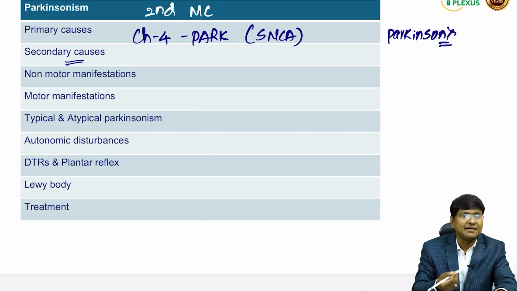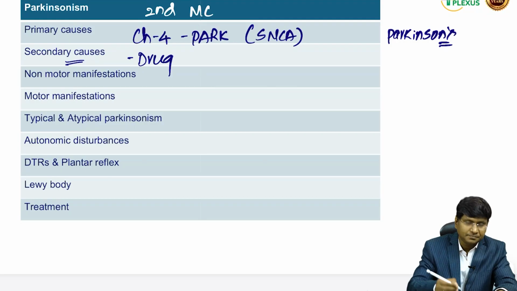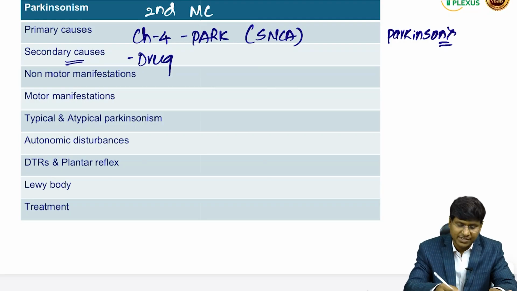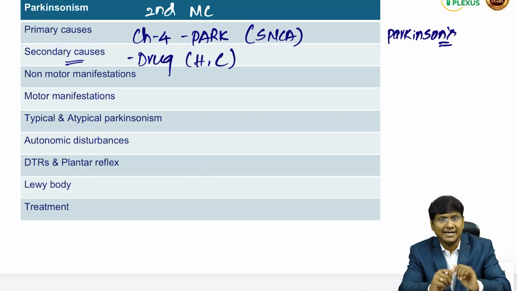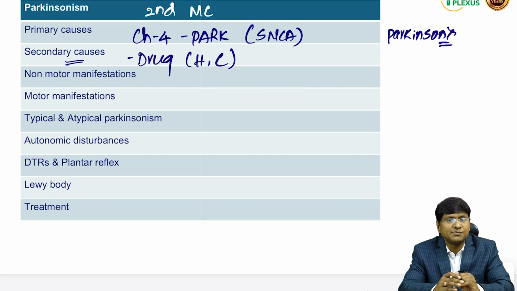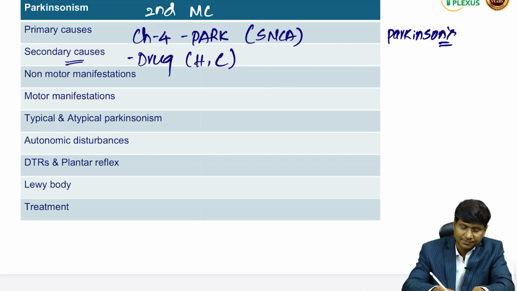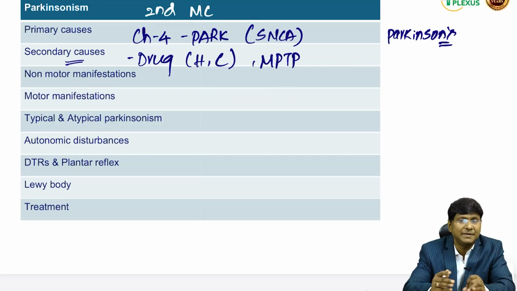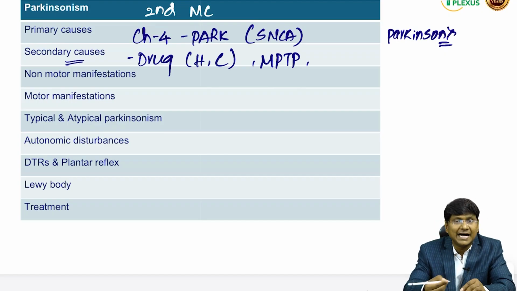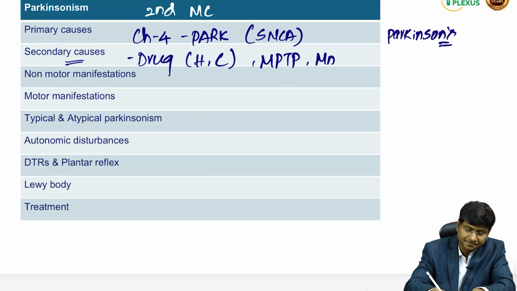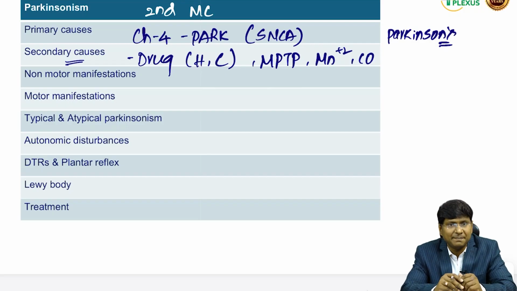And you take secondary causes. The most common secondary cause for Parkinsonism will be drugs. And these drugs include haloperidol, chlorpromazine, and metoclopramide. Then what are the other secondary causes for Parkinsonism? Post-encephalitic Parkinsonism. Then we have toxins. What are these toxins? That includes MPTP, that is methylphenyl tetrahydropyridine. And then the other toxins include manganese and carbon monoxide. These are the secondary causes for Parkinsonism.